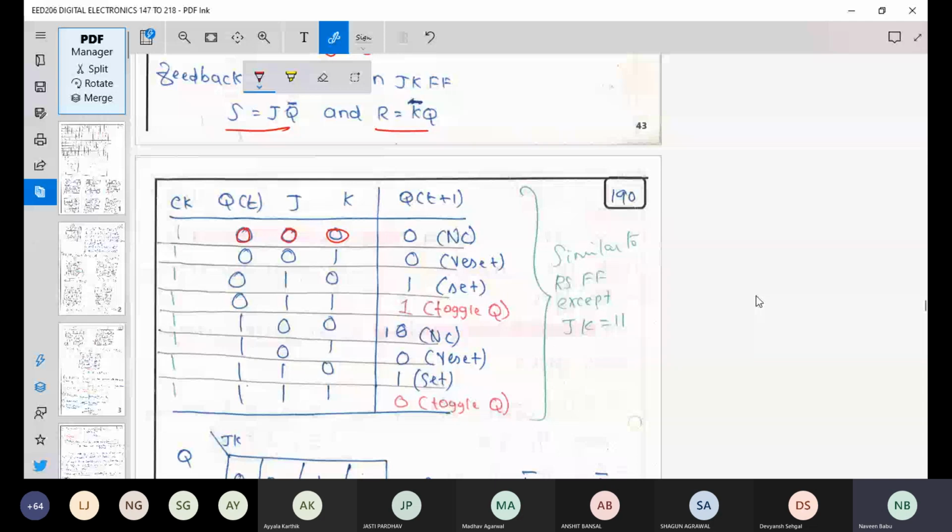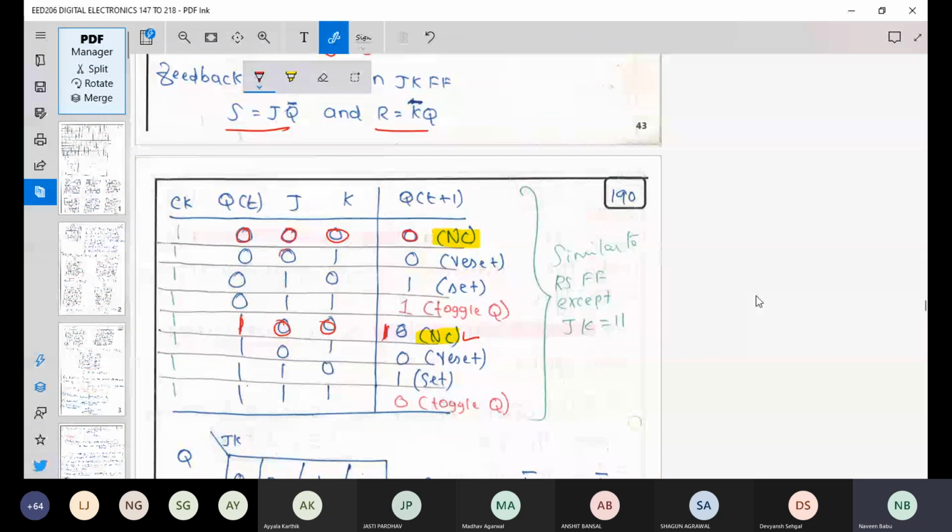Now, when J is 0, it means K will be 1. We are resetting it. So Q is 0. Whatever may be your present state, we are not bothered. So here also, when this is 0 and 1, we are resetting it. We are not bothered what is here.